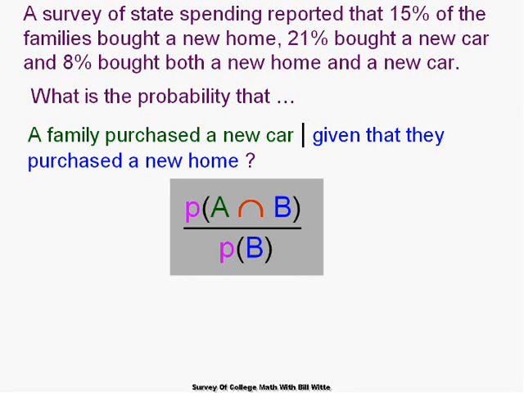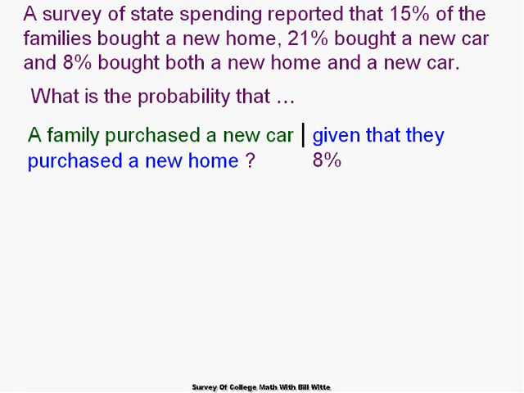So there's your numerator. Okay, your denominator is the probability that they bought B, the probability that they bought a new home, and they gave us 15%. So 8% over 15%. I'll reduce the percents by multiplying by 100, basically. Next. And I've got 8/15. Okay, let's do another one. The whole idea here is to get in your mind the idea of conditional probability and the formula that you use.